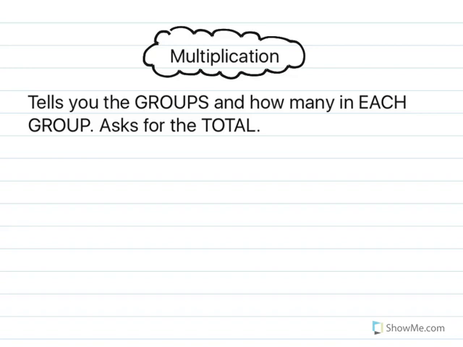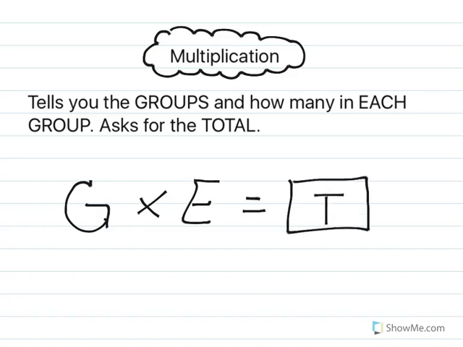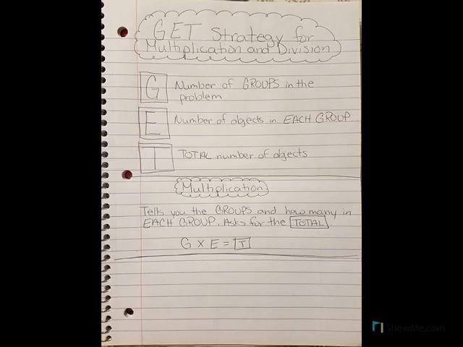So here, with the GET strategy, we will take the groups and multiply it by the number in each group, and we'll be asked for the total. If you have the G part of the GET strategy and the E part of the GET strategy in your problem, and the question is asking you for the total, then you have to use multiplication to solve it. So now your notes should look like this. You should have your GET strategy up on top, and then the way it's used for multiplication. So now we're going to work on that bottom section to see how it looks in division.